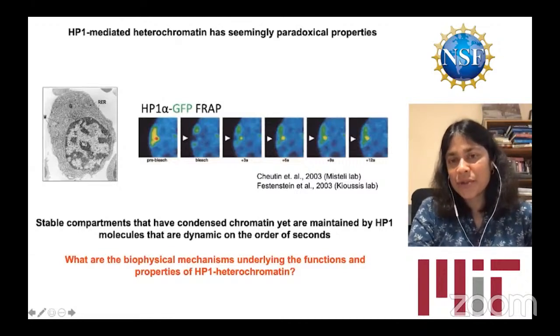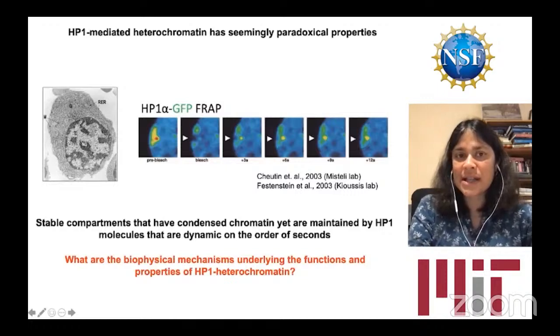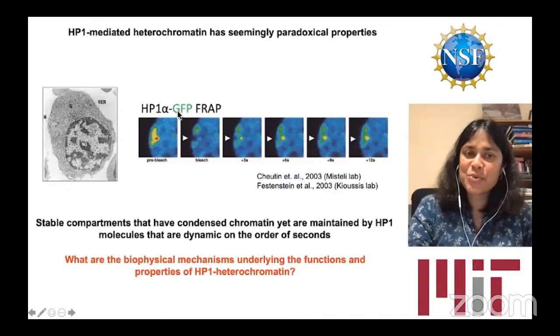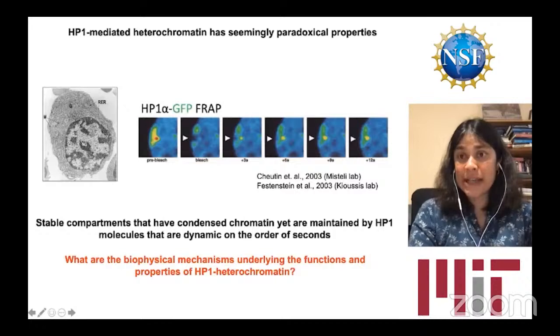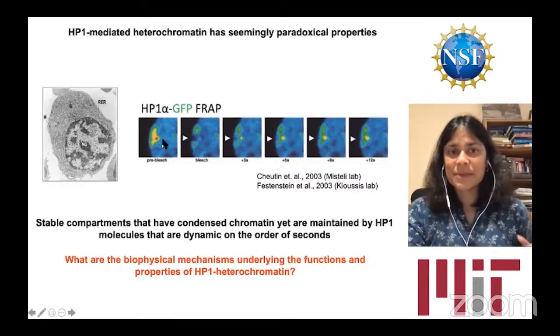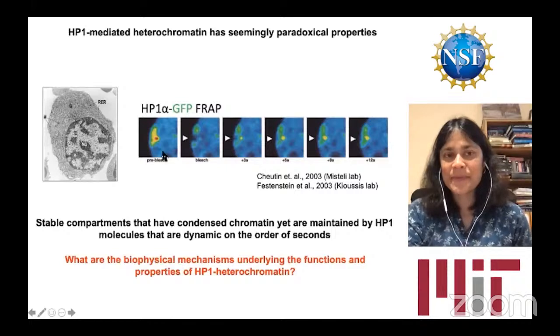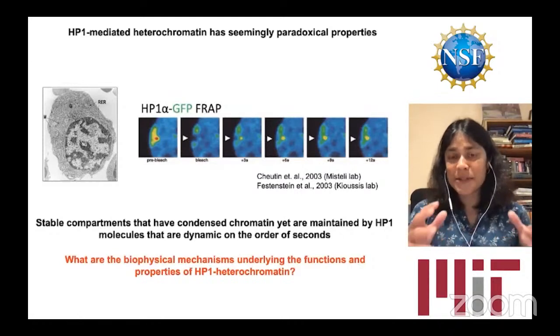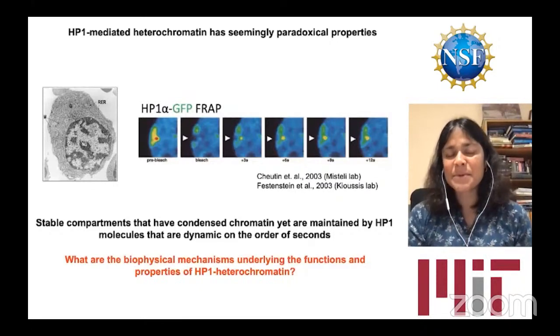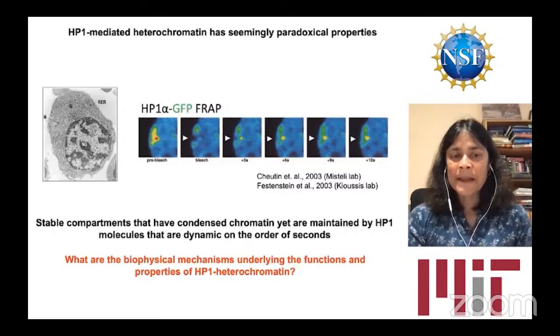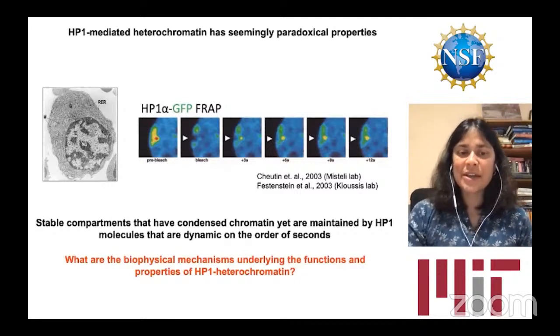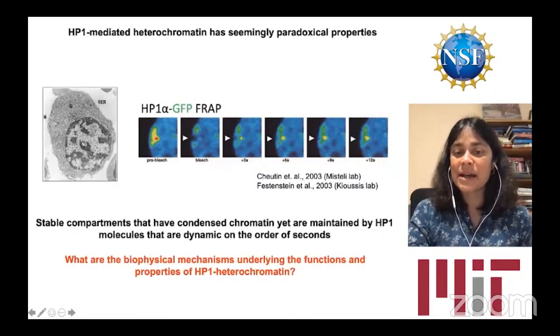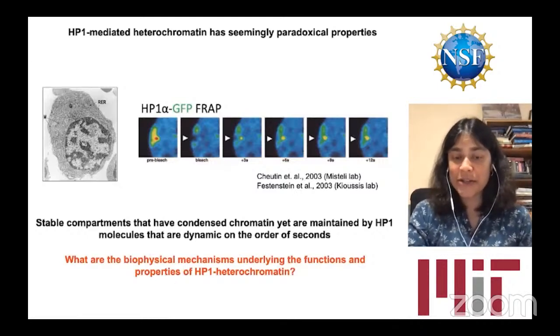On the other hand, if you look at these older studies by Misteli and Chiosi's labs, what they found was if you fluorescently label HP1 alpha and FRAP it within these bodies, HP1 molecules recover on the order of seconds. So somehow, the molecules that maintain these stable domains are highly dynamic and come on and off on the order of seconds. And so another longstanding question in the field has been, how are these stable compartments maintained despite the participant molecules coming on and off on the order of seconds? To address these and other related questions, we have been interested in understanding the biophysical mechanisms that underlie the functions and properties of HP1-mediated heterochromatin.